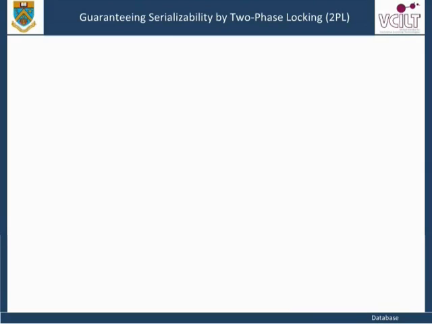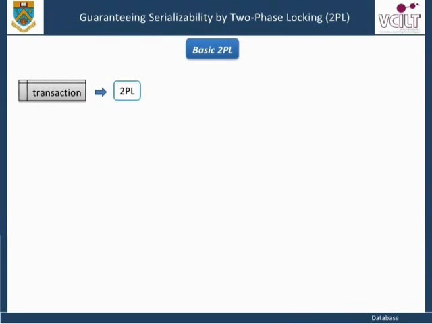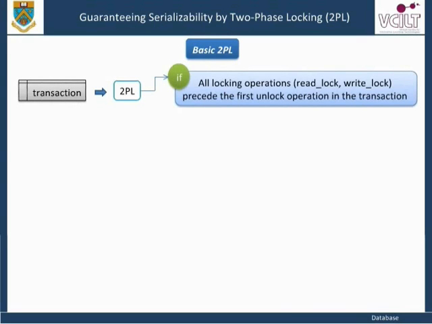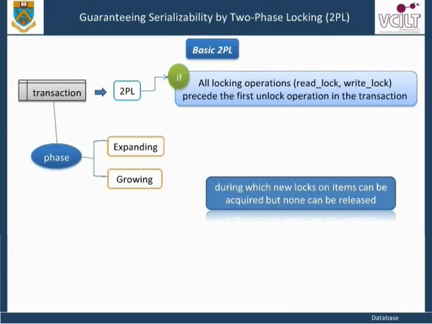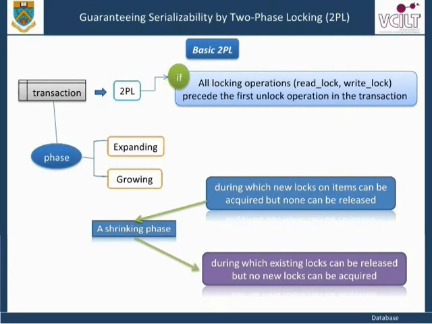Guaranteeing serializability by two-phase locking, 2PL. Basic 2PL. A transaction is said to follow the two-phase locking protocol, Basic 2PL protocol, if all locking operations, read lock, write lock, precede the first unlock operation in the transaction. Such a transaction can be divided into two phases. An expanding or growing phase, during which new locks on items can be acquired, but none can be released. And a shrinking phase, during which existing locks can be released, but no new locks can be acquired.